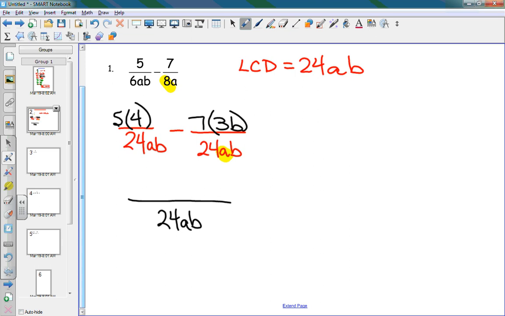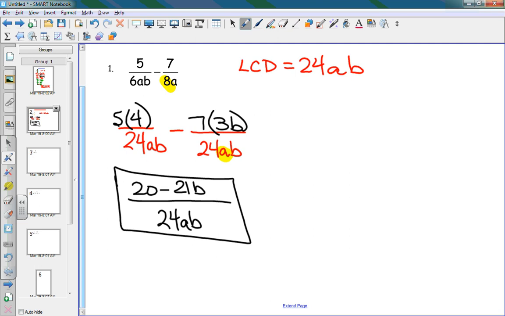So what is 5 times 4? 20. Minus 21. 7 times 3 is 21B. Do I have a GCF there? No, I do not. So this is done.